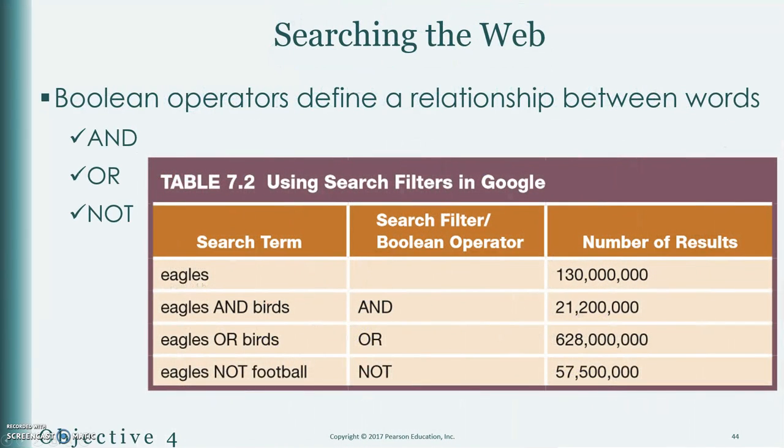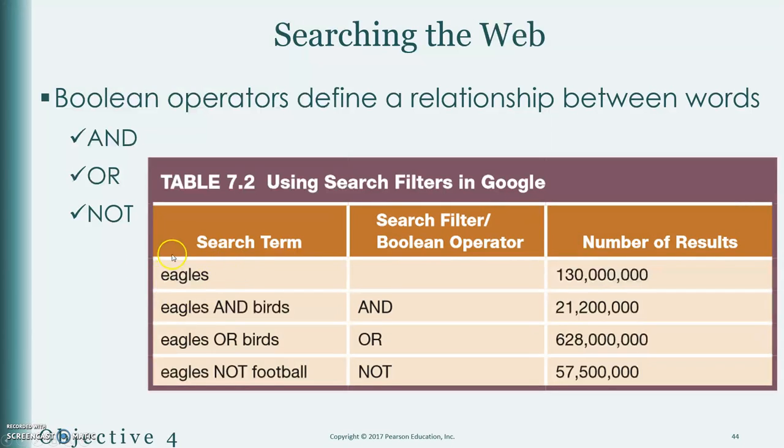All right. Boolean operators. These are great to use when you're doing a search. Boolean operators define a relationship between words or groups of words and are used to create a search filter. There are three Boolean operators: and, or, and not. You can see them right here. This is just to show you what happens when you use these filters.